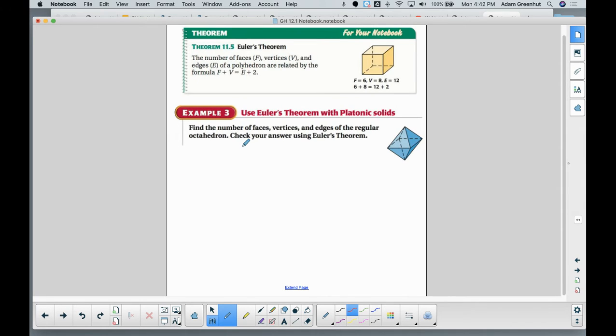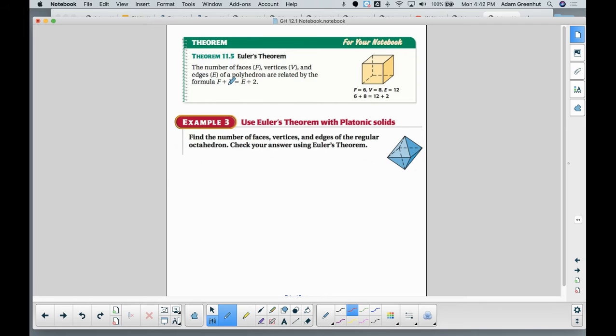Here's Euler's theorem. This is the theorem I was talking about earlier that compares the faces, vertices, and edges. And the way I always memorize it is just like this, is that the faces plus vertices always equals the number of edges plus 2. So we can take this solid here and count everything and see if it makes sense.